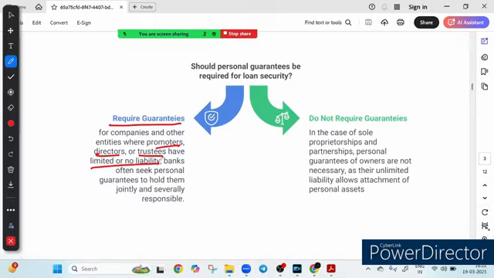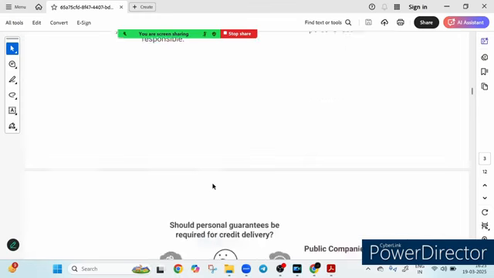But on the other hand, personal guarantee may not be necessary in the case of sole proprietorship, partnership, because owners already have unlimited liability, meaning their personal asset can be attached directly. In company cases, they have limited liability, but in proprietorship and partnership, they have unlimited liability, so personal guarantee of owner is not necessary, because their unlimited liability allows attachment of the personal asset. But wait, there is more to it. Let's dive deeper into when personal guarantee plays a key role in the credit delivery. Let's look at the next slide.